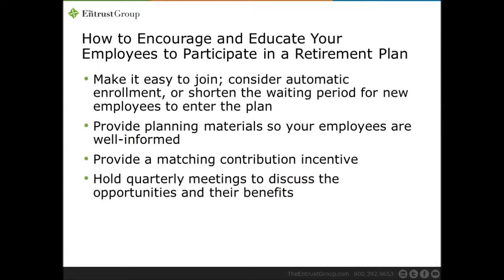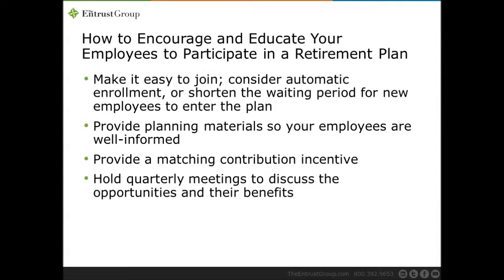Now, how do you encourage your employees to participate in the plan? Why would you want to encourage employees to participate in a plan like a simple plan? Because you want to be able to retain employees in some cases. In other words, encouraging them to participate may allow an employer to retain those employees. And here are some reasons and ways to encourage your employees to participate in the plan.